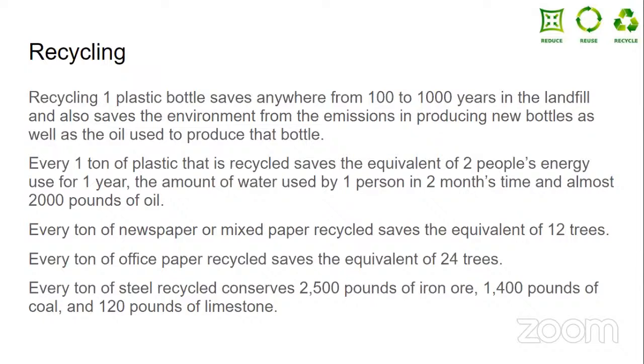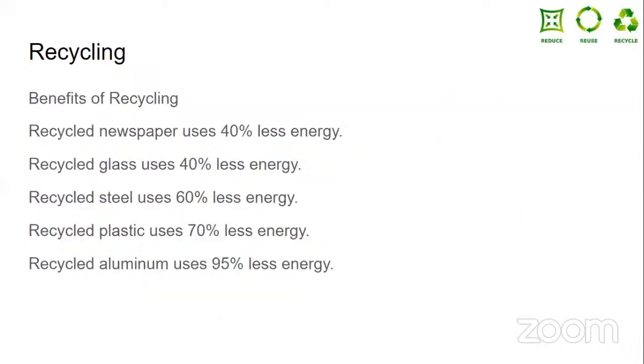Every one ton of plastic that is recycled saves the equivalent of two people's energy use for a year, and the amount of water used by one person. Every ton of office paper recycled saves the equivalent of 24 trees, and every ton of steel recycled conserves 2,500 pounds of iron. Those are the illustrations, those are the statistics with respect to saving or recycling.